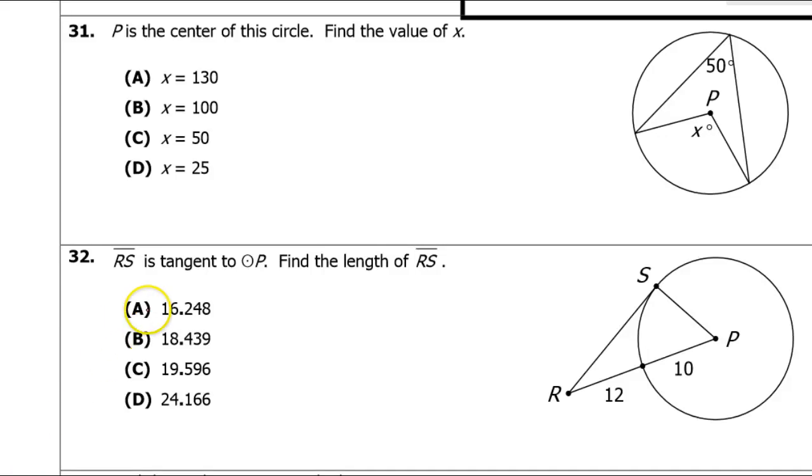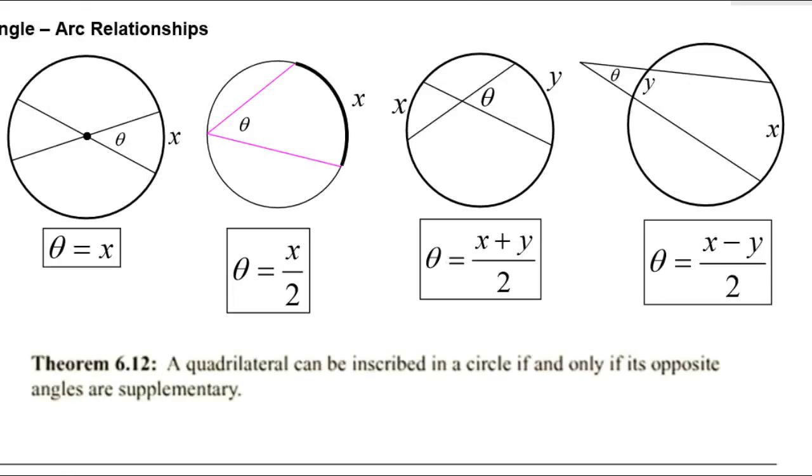In this video, we will review the relationships between the arcs, angles, and segments of a circle. Here are a few of the formulas that you need to know. If you have an angle at the center, the angle and the arc will be the same. If you have an inscribed angle, an angle that's at the edge, then the angle is half of the arc, or you could say the arc is double the angle.